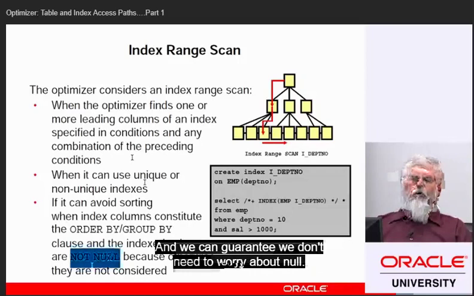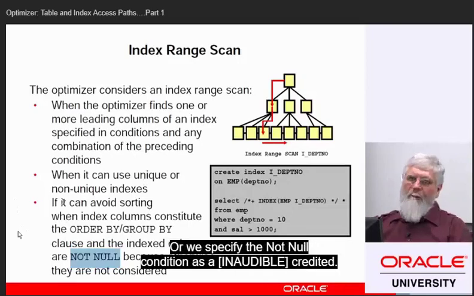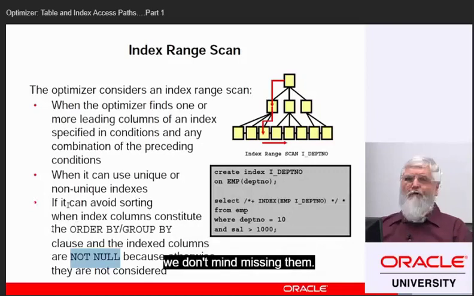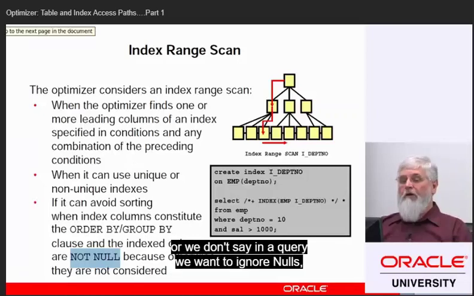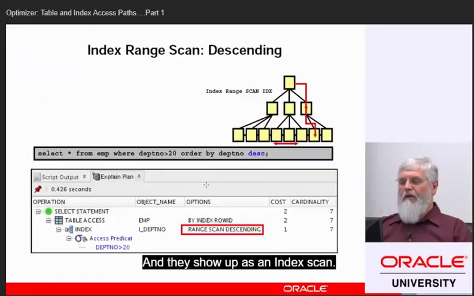We're not interested in the null values, so it tells us we don't mind missing them. But if the nulls aren't documented, and we don't have a not null constraint, or we don't say in the query we want to ignore nulls, then we can't use the index. So you have to be a little careful. And they show up as an index scan.